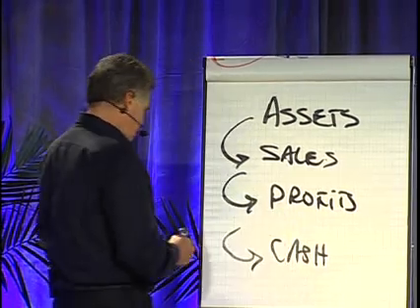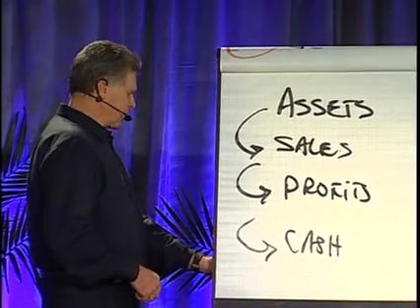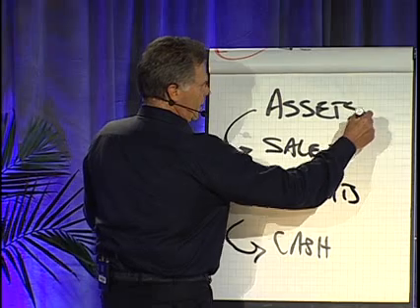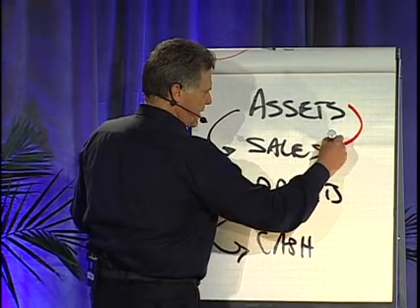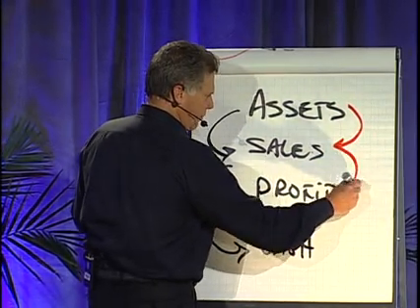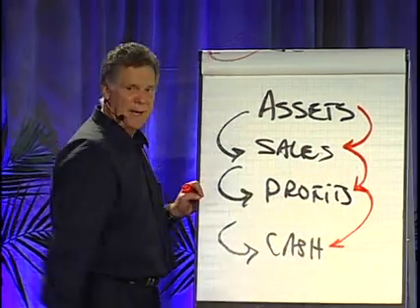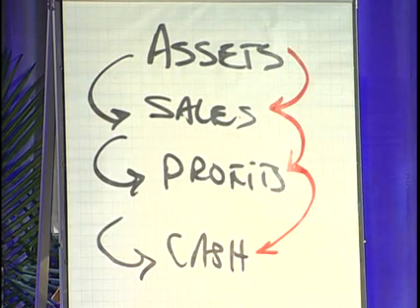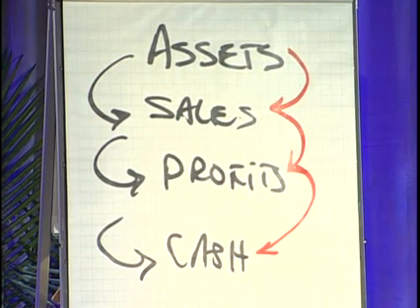So a business owner's job, when you stop and think about it, is to buy assets, convert those assets into sales, convert those sales into profits, and convert those profits into cash. Would that be true? Yeah, that's it. That's a business owner's job. This is what we're supposed to be doing.